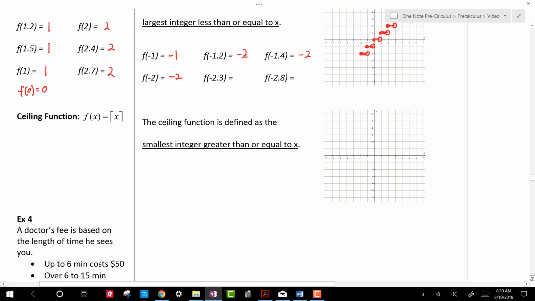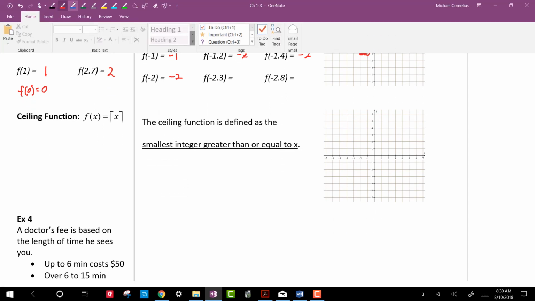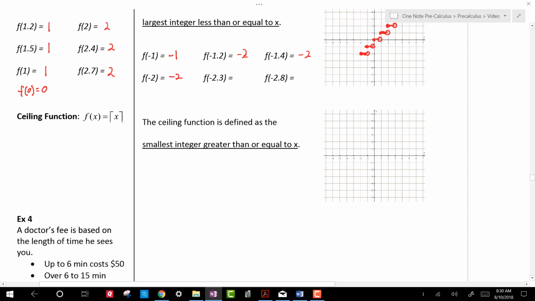All right? Now, the other type of function is a ceiling function. A ceiling function does exactly the opposite. Instead of taking a number smaller than the number you're given, we go to the next highest integer. So for instance, I'll start at -1. F of -1 equals -1.